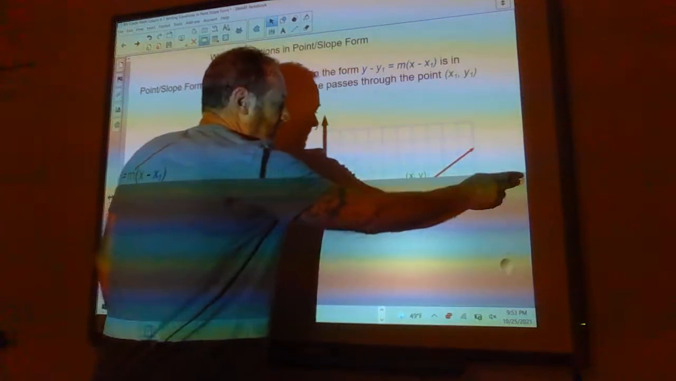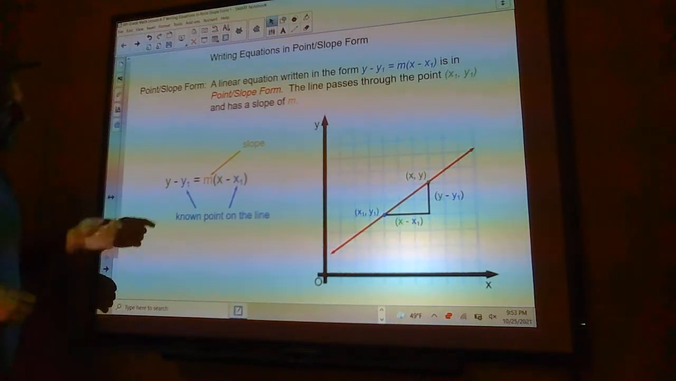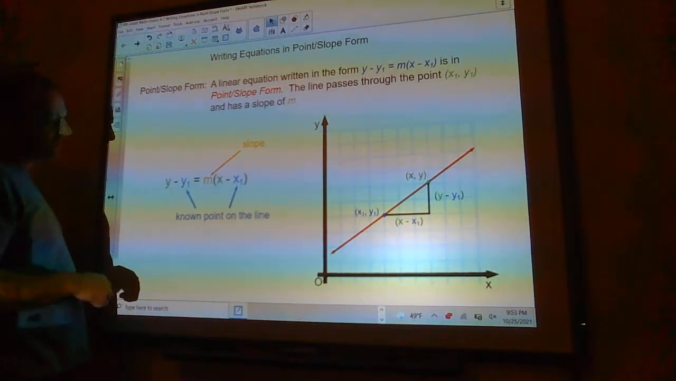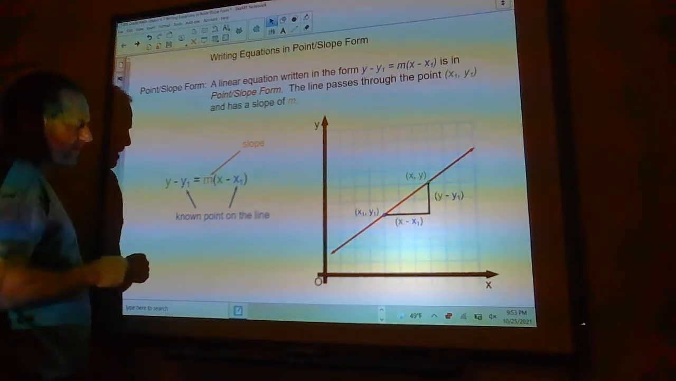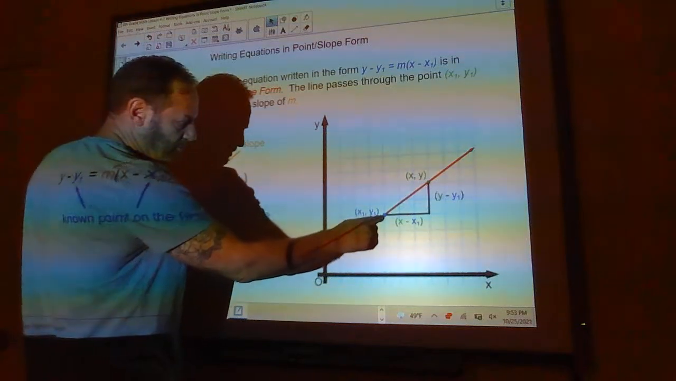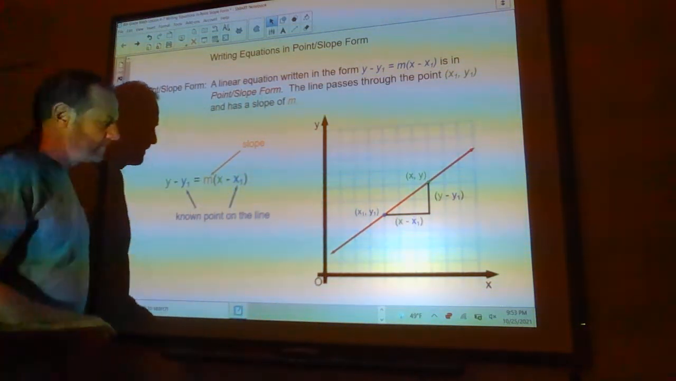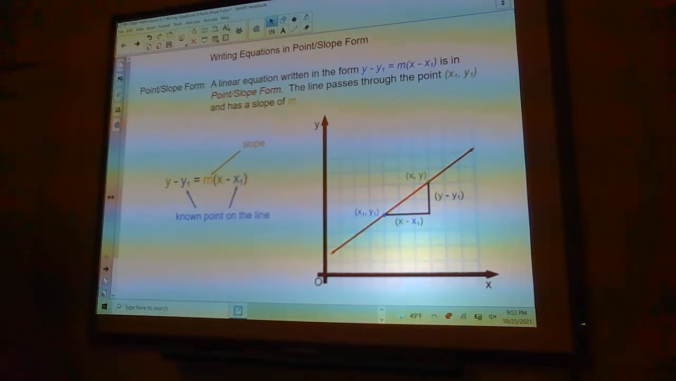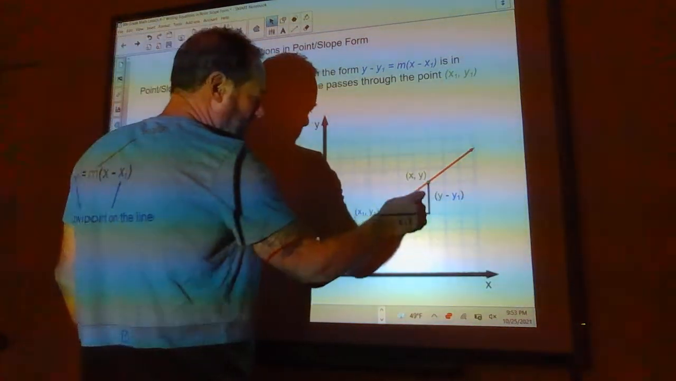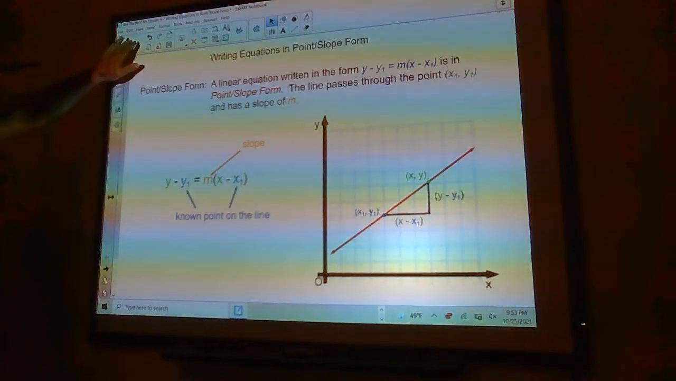So let's look at this. So here it is written again, so it might be a little bit better for you to see. The slope m. Here's the known point on the line. And this is your slope triangle right here. Okay. So let's go do a couple of these.